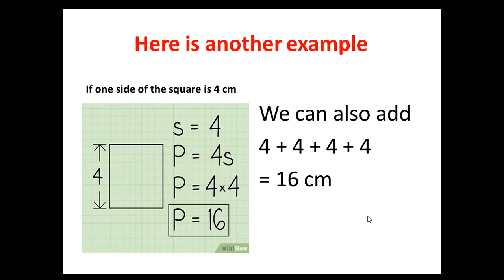Here is another example. If one of the sides is 4, I will know that the other sides are also 4 because it is a square. So I can multiply 4 times 4 and it gives me 16 centimeters. Or I can add 4 plus 4 plus 4 plus 4 and it will give me again 16 centimeters.